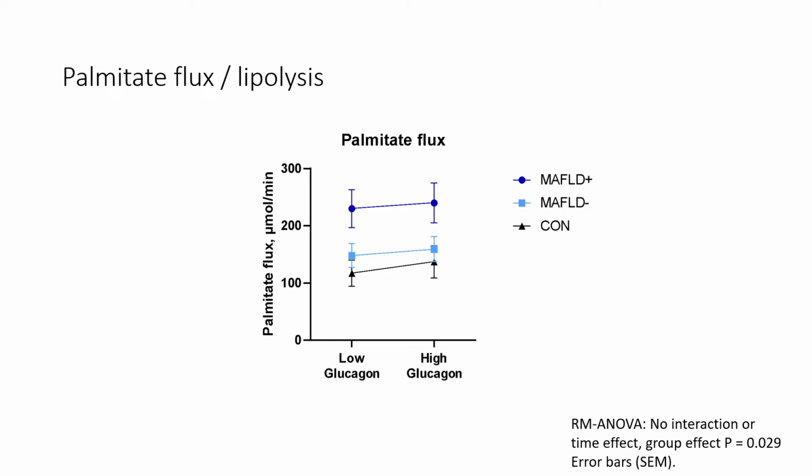So, NAFLD patients had a higher palmitate flux compared with controls generally. However, palmitate flux did not change differently between groups, and it remained stable between low glucagon and high glucagon. So this very crude measure does not support an activation of peripheral lipolysis in high glucagon states.